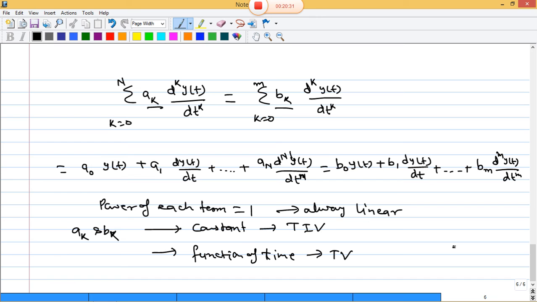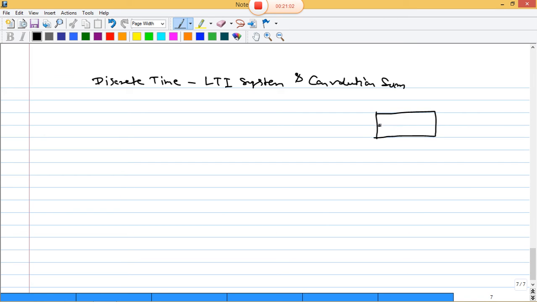Now next is discrete time LTI system and convolution sum. In the same fashion, we can represent a system here, which is an LTI system, which has T. Now I am giving delta of n. Here I am getting h of n. If I give x of n, then I will get y of n, which is equal to T of x of n. Is that clear?